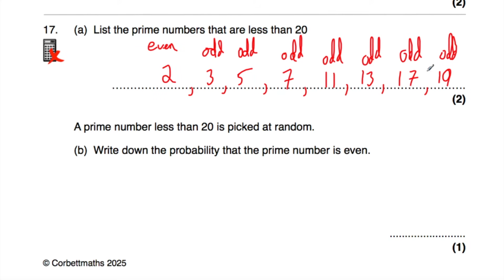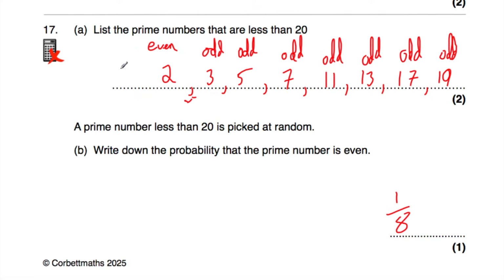So one of these prime numbers less than 20 is picked at random, and we've been asked to write down the probability that the prime number is even. Well, there's one even prime number out of the 1, 2, 3, 4, 5, 6, 7, 8 prime numbers that are less than 20, so that would be 1 out of 8, or 1/8. So the probability that whenever you pick a prime number less than 20 at random, that prime number is even would be 1/8. And that's it.